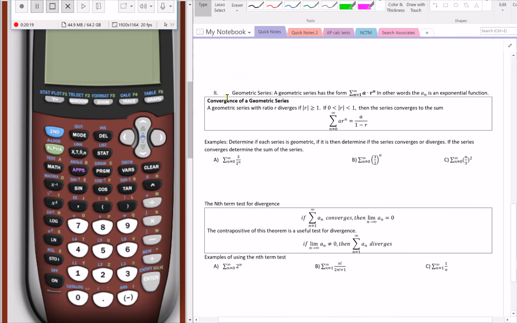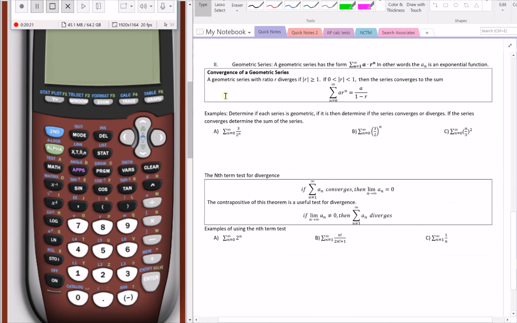Okay, but we're going to move on to something that's way more important as far as what you're going to be tested on, which is geometric series. This is something that I hope you saw in Algebra 2 as far as series, or maybe pre-calculus. A geometric series has this form. It basically looks like an exponential function, right?